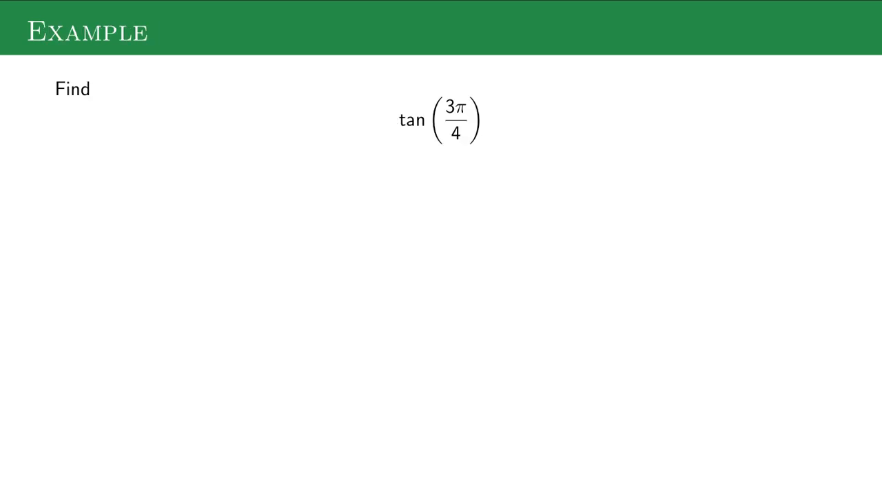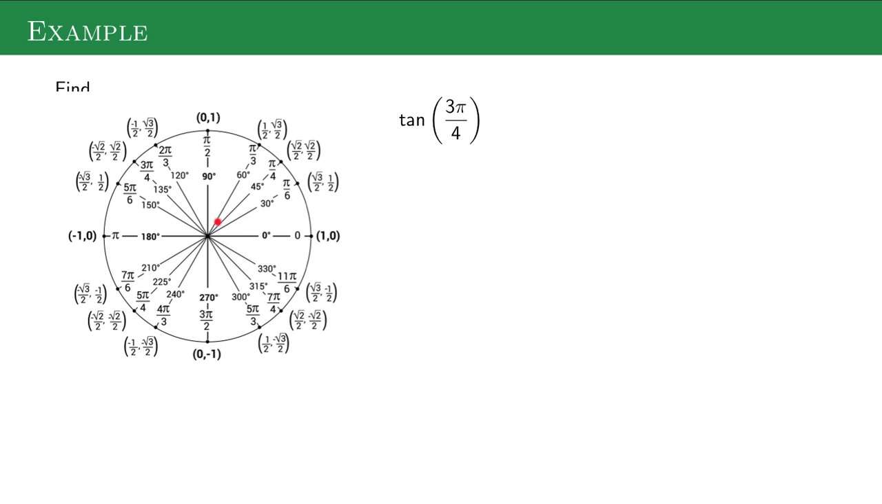What is tangent of 3 pi over 4? Well, we go to our unit circle, we find 3 pi over 4, and then we define sine and the cosine. So the sine of 3 pi over 4 is the square root of 2 over 2. The cosine is the negative square root of 2 over 2. These things cancel out, and all that's left behind is that little negative sign, so we get -1. So tangent of 3 pi over 4 is -1.